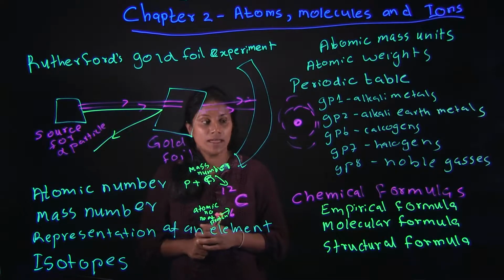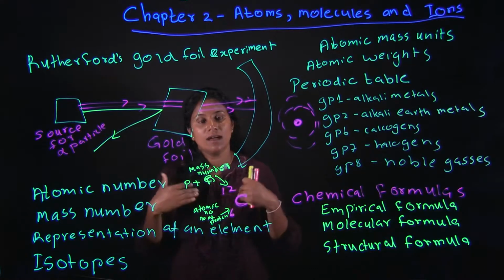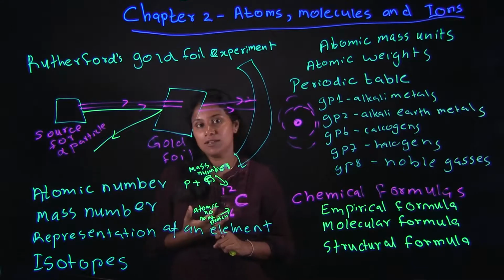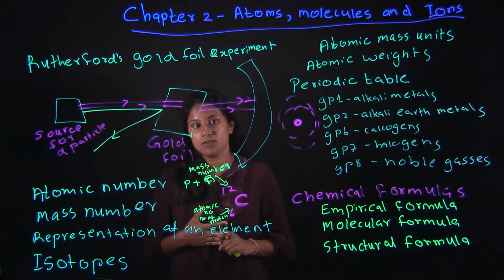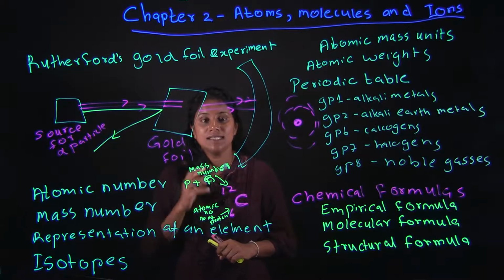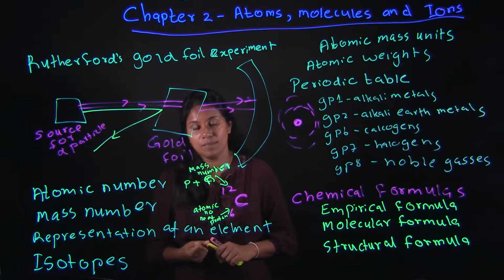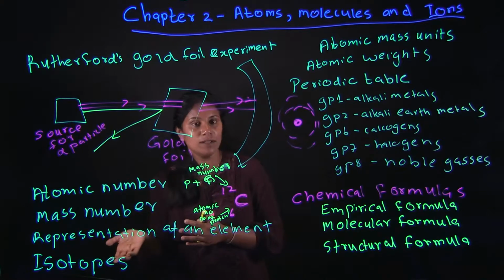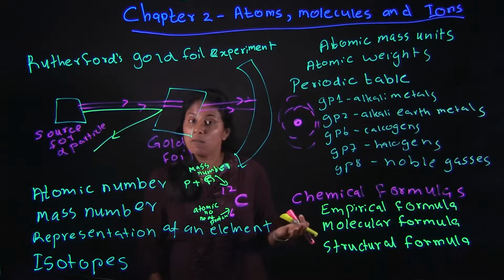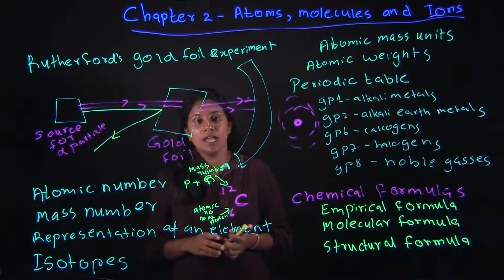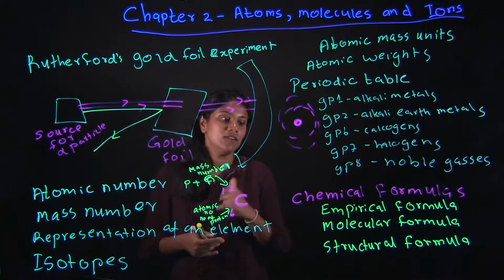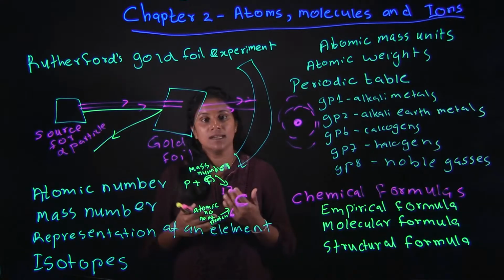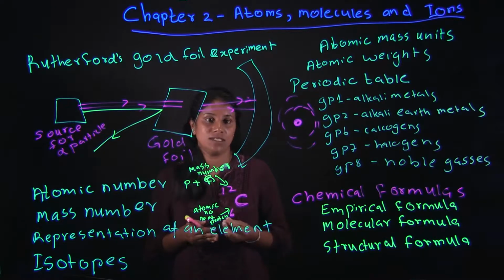And then the chemical formulas. A chemical formula is how you represent a compound. There are 3 main ways you can represent a compound: empirical formula, molecular formula, structural formula. Empirical formula is the simplest whole number ratio between atoms. Sometimes the empirical formula and molecular formula can be the same. Molecular formula is the most commonly used formula. It can be multiples of the empirical formula. Structural formula gives the most information. It gives you the number of atoms, types of atoms, as well as the attachments.